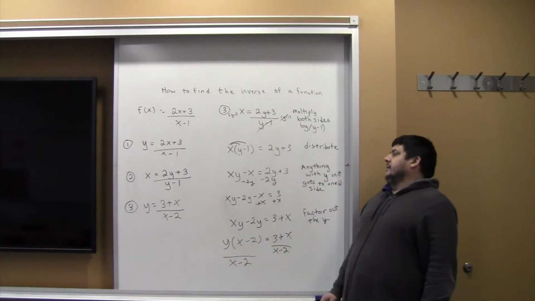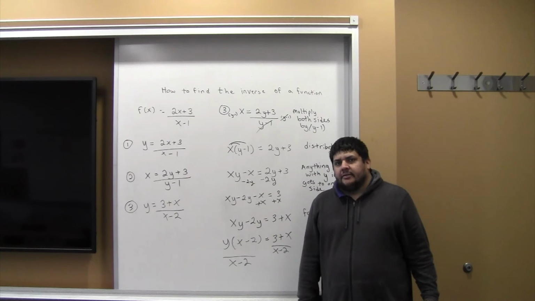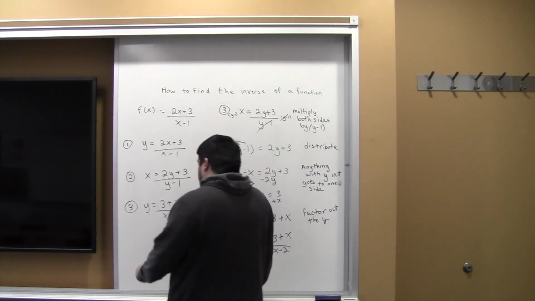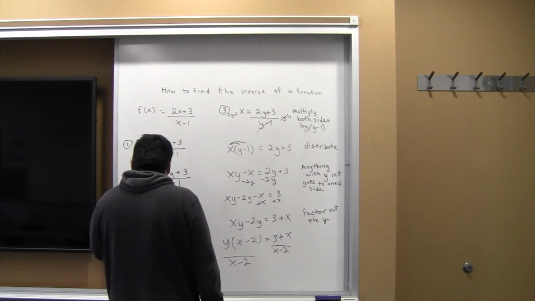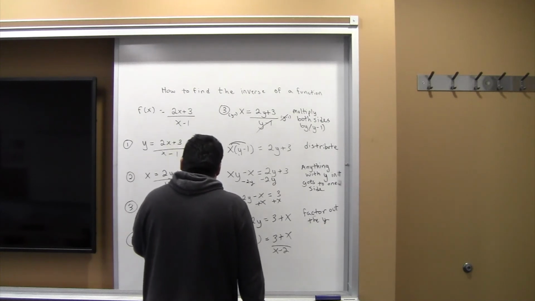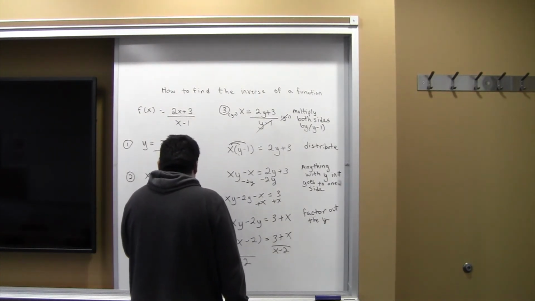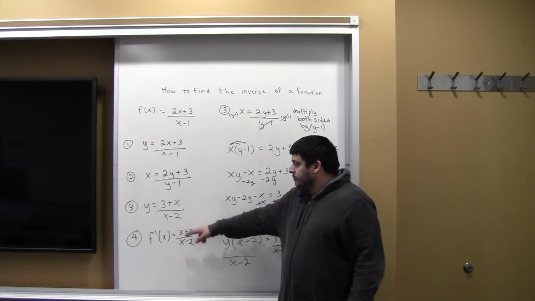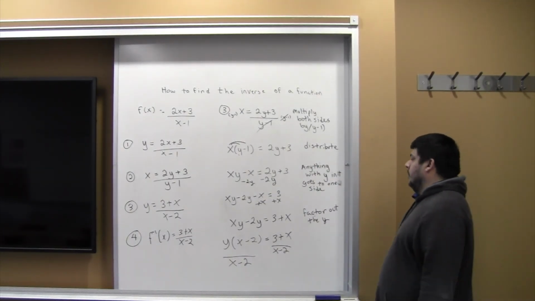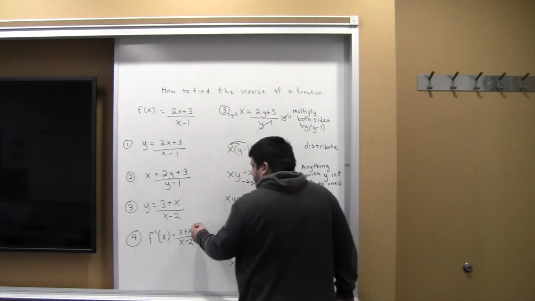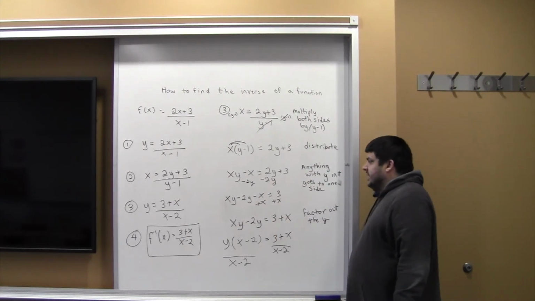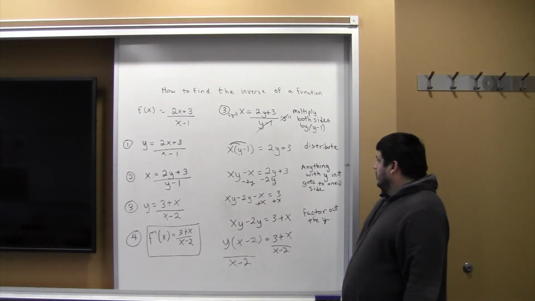So we have that. And finally, the last part is we need to replace y with inverse function notation, which is here. Just wrote the same thing again, except y is now the inverse of x. And this is the inverse. These were the steps that we took to get there. As you can see, there was some work there.